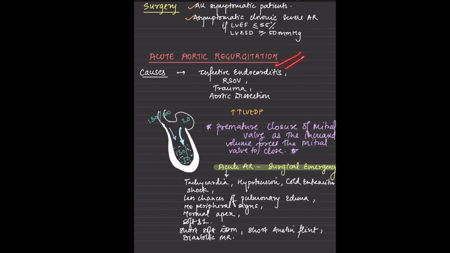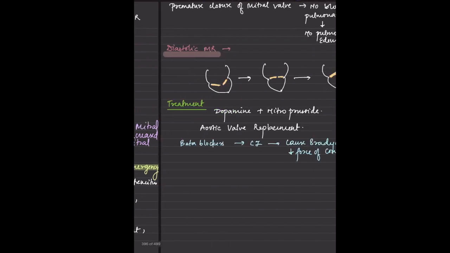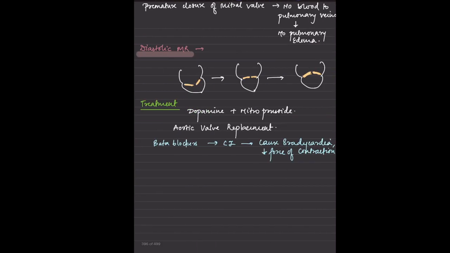In acute regurgitation, it could be because of infective endocarditis, that is an acute condition, or trauma or aortic dissection. So surgery is an emergency, and the patient will be coming with tachycardia, hypertension, cold extremities, shock. There are no peripheral signs, soft S1, diastolic murmur is not present, right? So treatment comes with the aortic valve replacement.